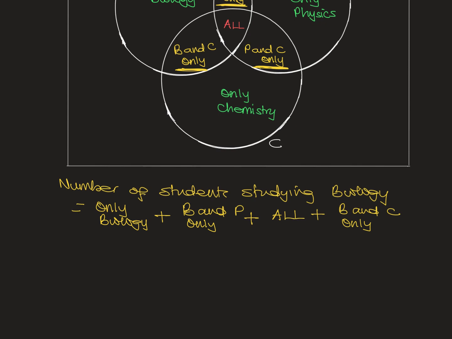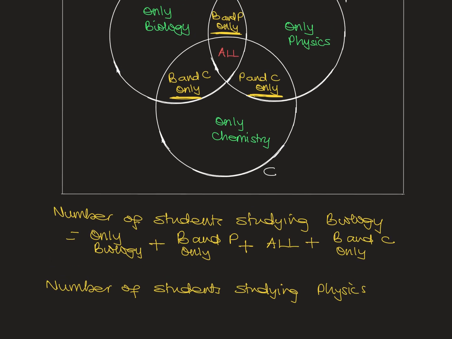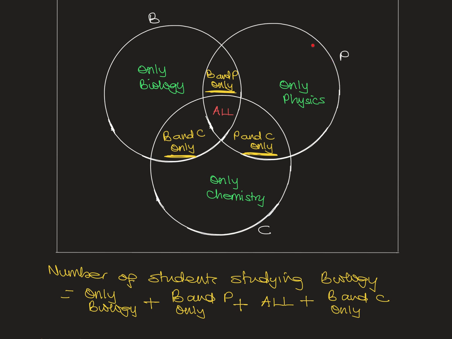To determine the number of students studying physics, what will that be? This circle is the number of students studying physics, okay? So it has to be those studying only physics, plus those studying physics and chemistry only, plus those studying all the three subjects, plus those studying biology and physics only.